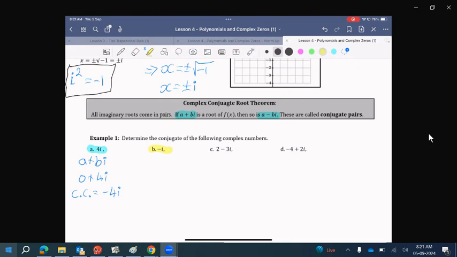Okay, so B. What is the complex conjugate of minus i? C. What is the complex conjugate of minus 3i? Discuss with the people next to you. Do D as well.